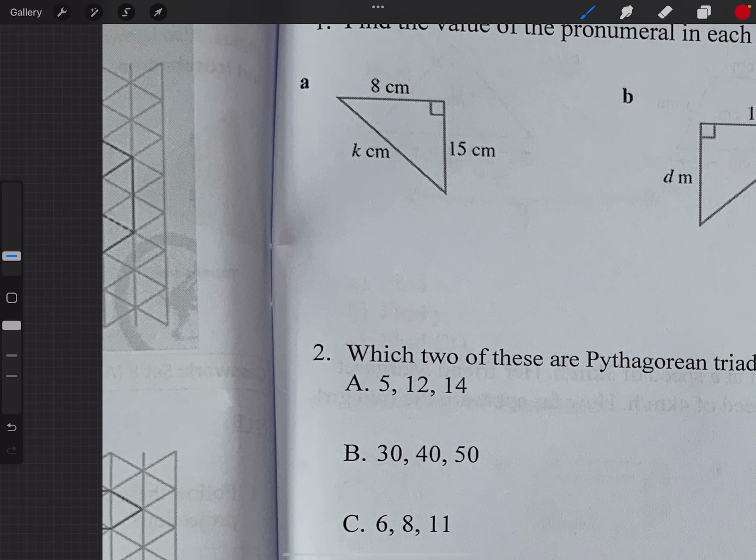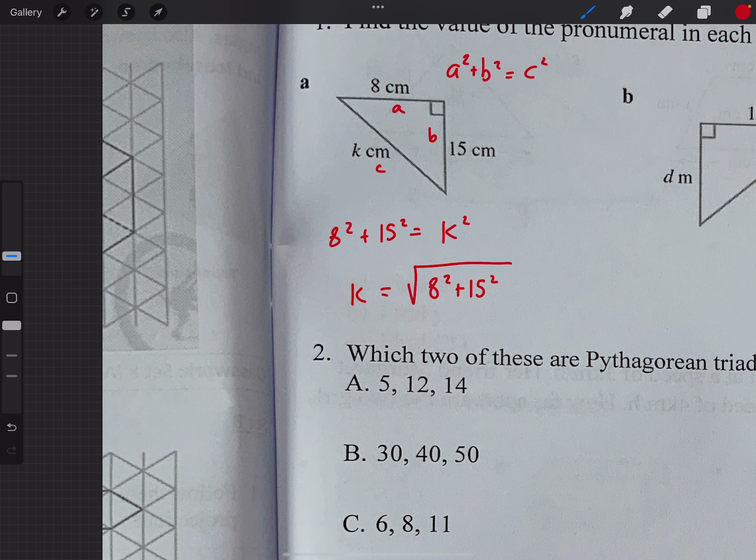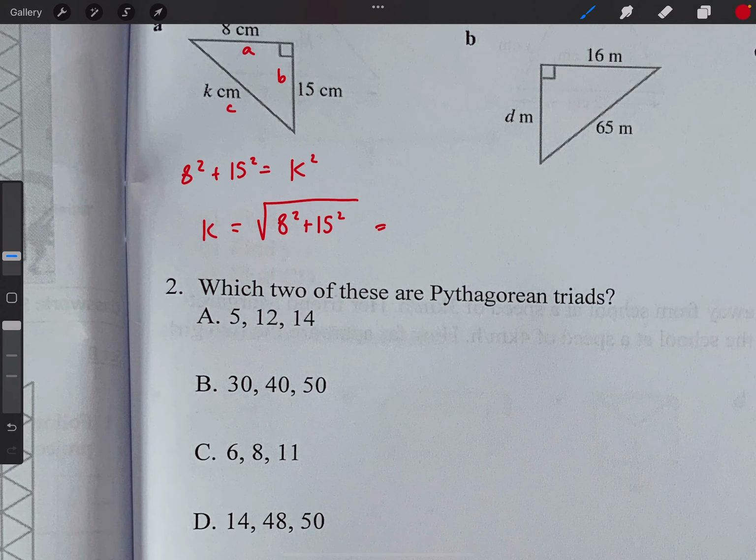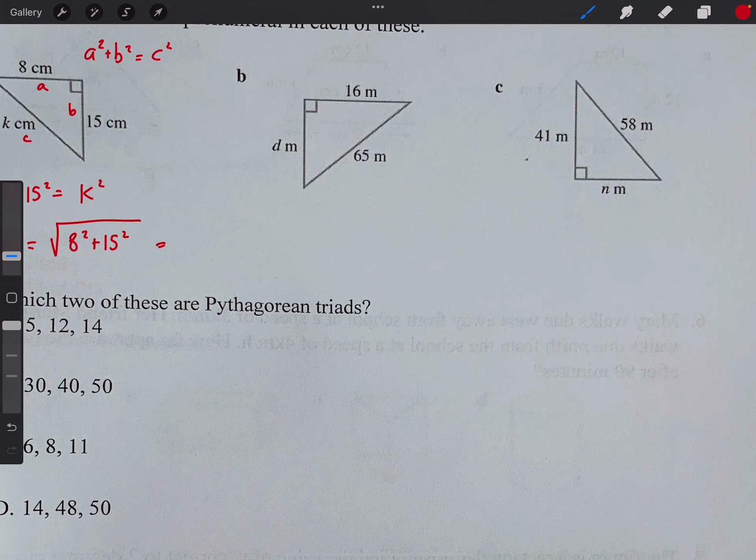So Pythagoras theorem, we're going to do a squared plus b squared equals c squared. Here's your a, here's your b, so 8 squared plus 15 squared is equal to k squared, which is your c. So k is going to equal the square root of whatever you get from adding these two numbers together. And just use your calculator and get it to, is it 1 decimal place? No. Just put it to about 1 or 2 decimal places. Maybe 2 decimal places.